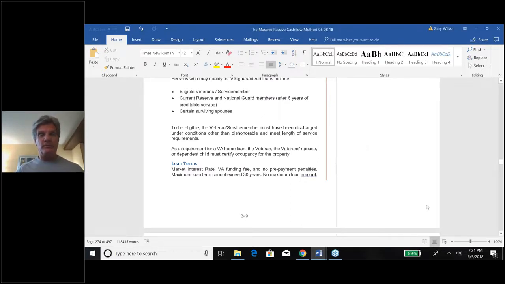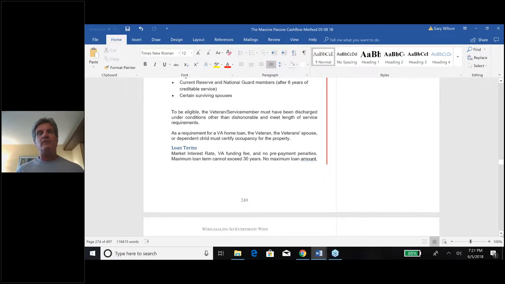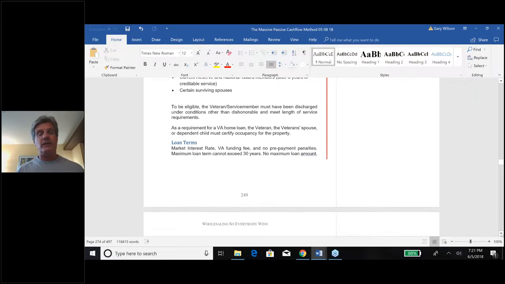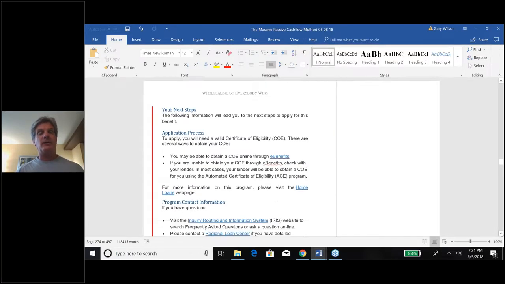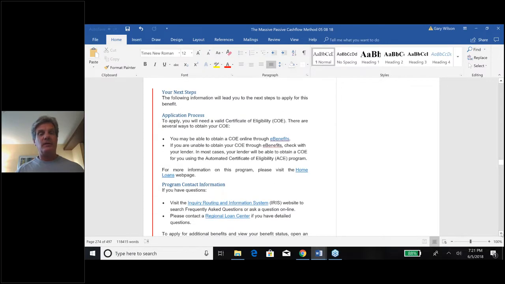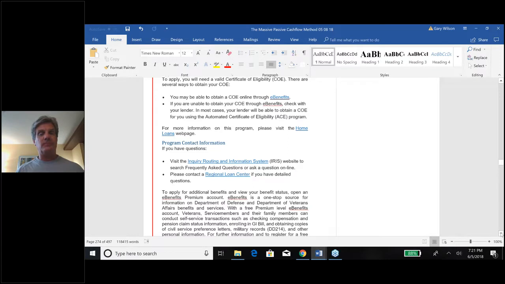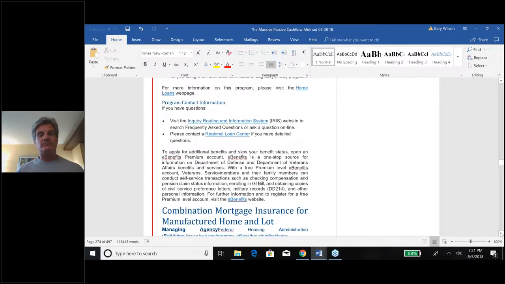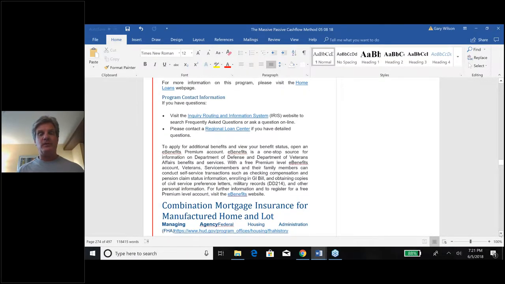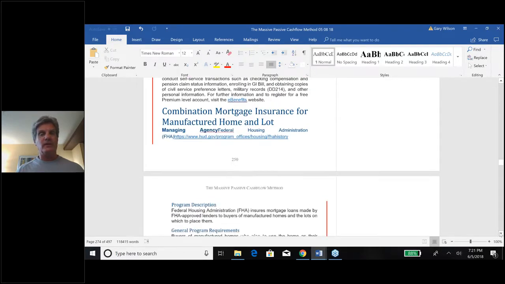Okay, so in any case, back to this again. Loan terms up to 30 years, and every veteran has eligibility levels. Like you might be eligible for 300,000, you might be eligible for 500,000. Now, in any case, here's the application process. What you have to go through, contact information, all that's in here. Okay, so let's go to the next one.